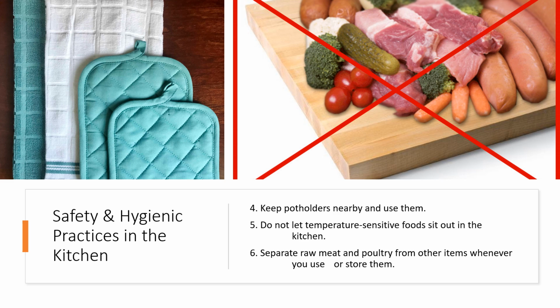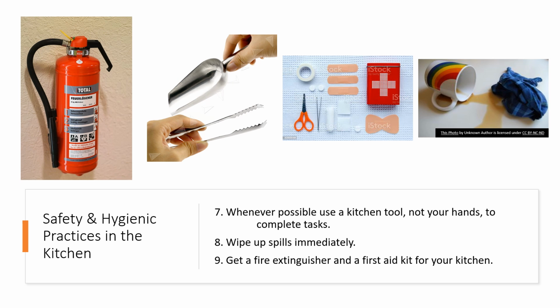Number 4. Keep pot holders nearby and use them. 5. Do not let temperature-sensitive foods sit out in the kitchen. Number 6. Separate raw meat and poultry from other items whenever you use or store them. So remember yung principle ng cross-contamination.